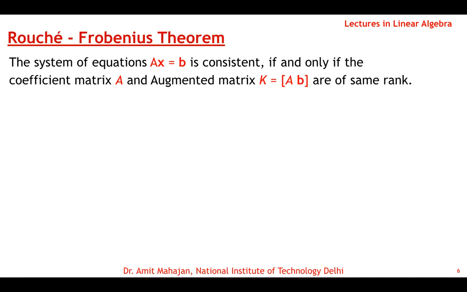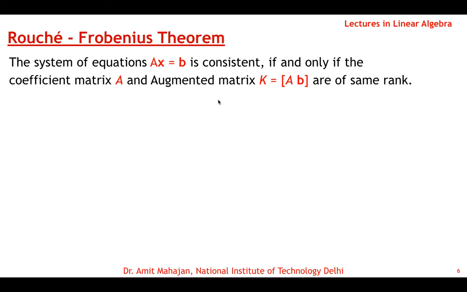Okay, so in a sense they both are same. Okay, so let us see this definition first. The system of equations Ax equals b is consistent if and only if the coefficient matrix A and the augmented matrix K are of same rank. Okay, so if the rank of the matrix A and the rank of the augmented matrix, which is AB, are same, then we say the system is consistent.